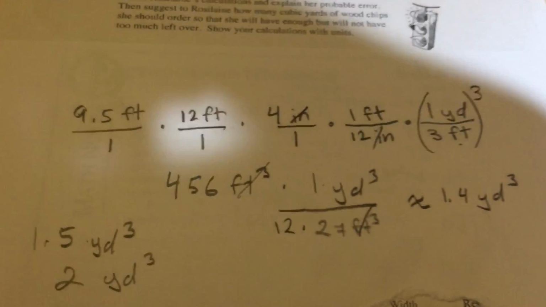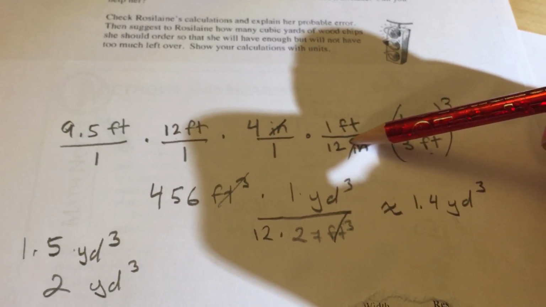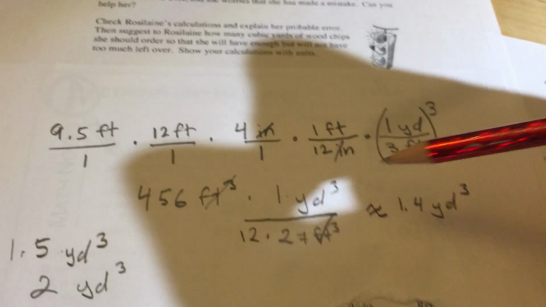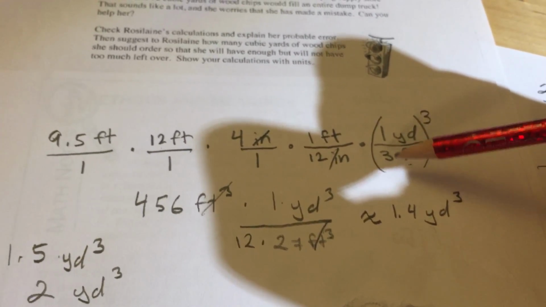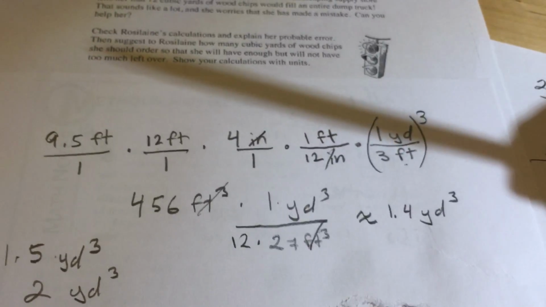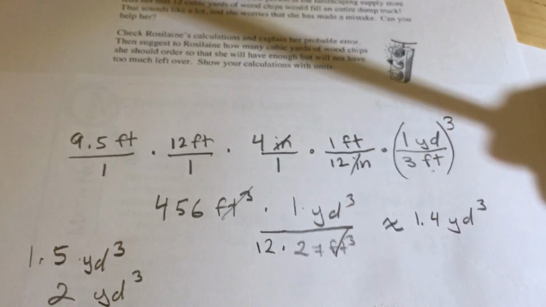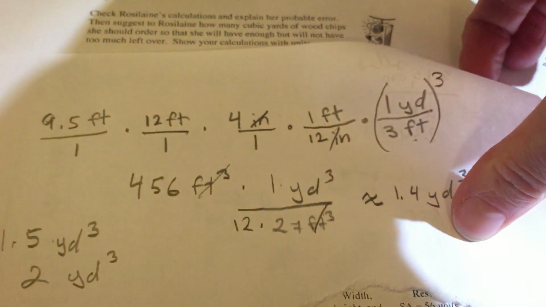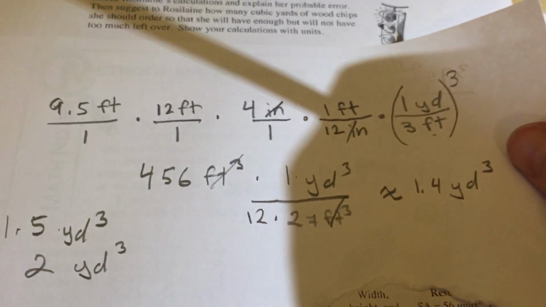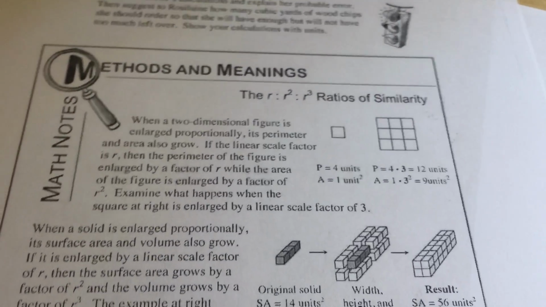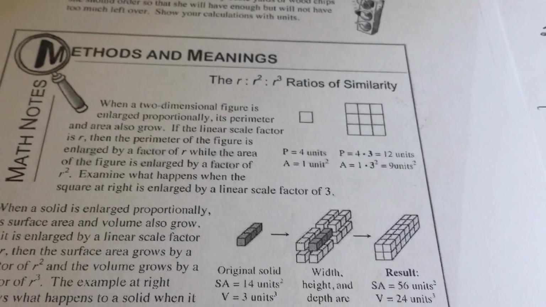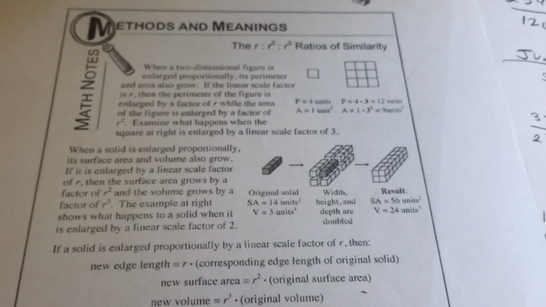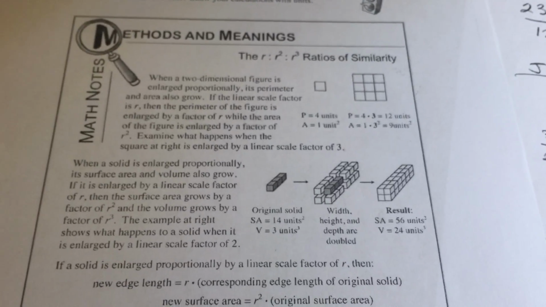There are a lot of places that she could have made a mistake. Maybe she didn't convert the 12, so maybe she just divided the 456 by 27. Maybe she didn't cube the 3, so she just left it as 1 yard over 3 feet. Or maybe she didn't even realize that 1 yard was equal to 3 feet. So there's a lot of different things that Rosaline could have done wrong. And as you can tell, your methods and meanings box is also on this paper. So go ahead and take a moment to read that and make more sense of it.